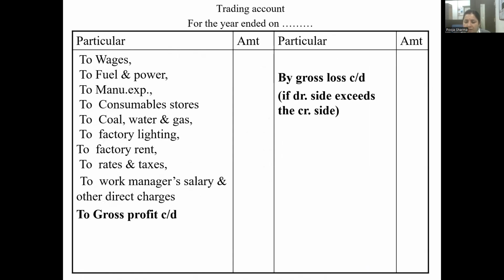When you are preparing the trading account, you have to remember two important things. On the debit side, you write all the direct expenses, and on the credit side, you write the direct income. If the credit side is more than the debit side, the gross profit will come. And if the debit side, meaning expenses, is more than the revenue, then you will have the gross loss. So on the basis of the calculation, you will calculate the gross profit or gross loss amount.